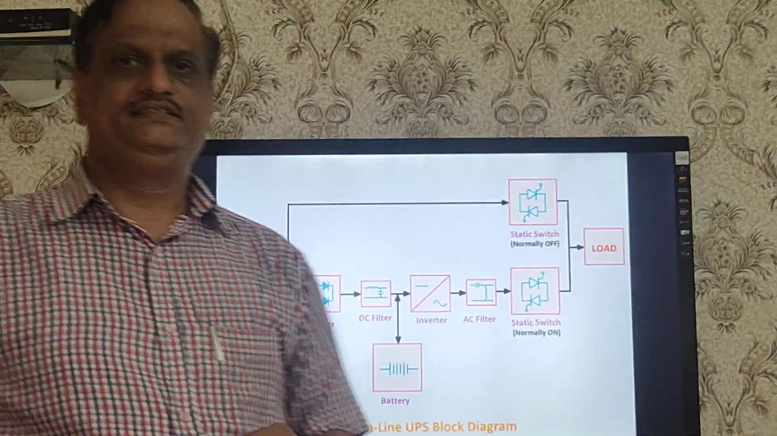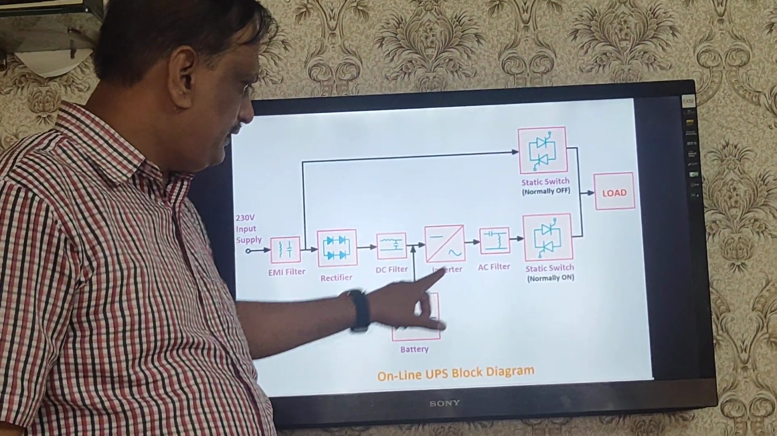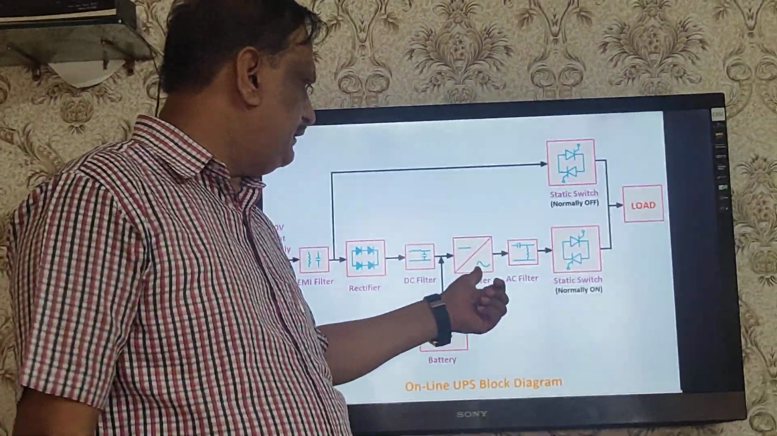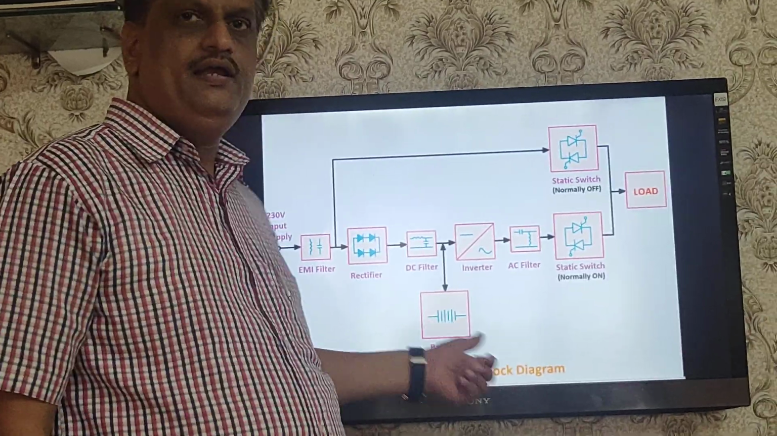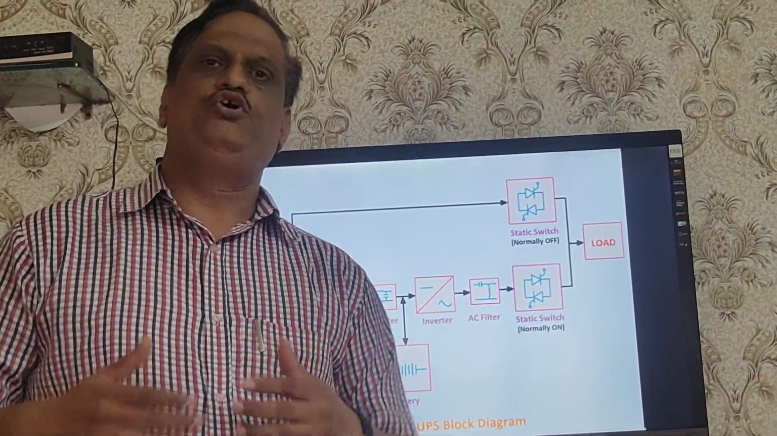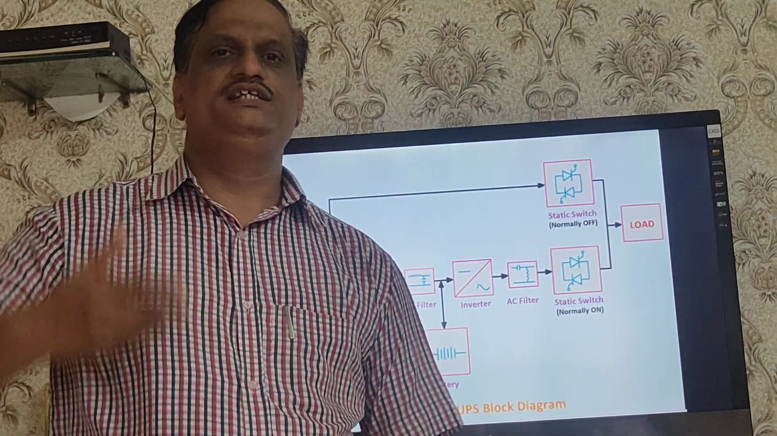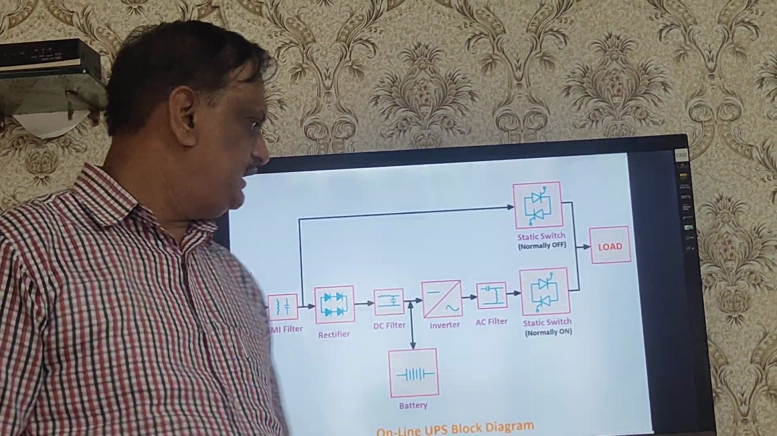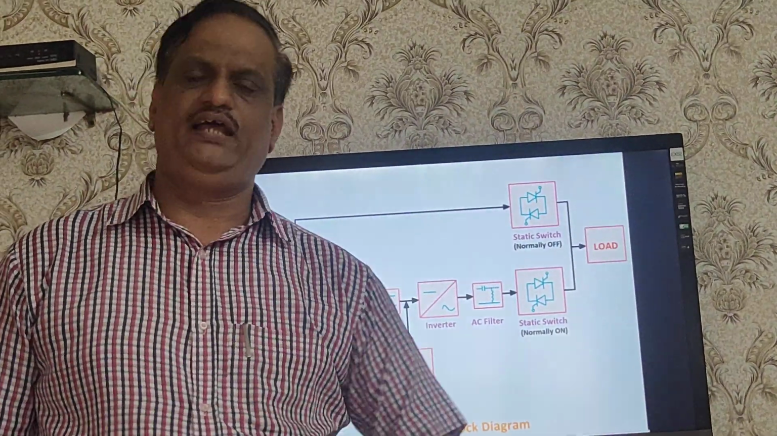The online UPS system is a well preferred system compared to the offline system. The offline system is comparatively more economical than the online UPS system, because here the inverter and the battery are both continuously working. So the rating of these devices and the battery is continuously utilized. Because of that, the cost of the inverter increases a little bit. That's why people nowadays prefer the online UPS system over the offline UPS system.